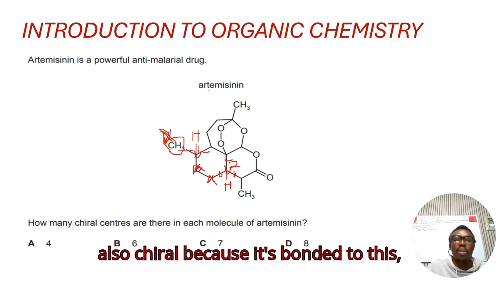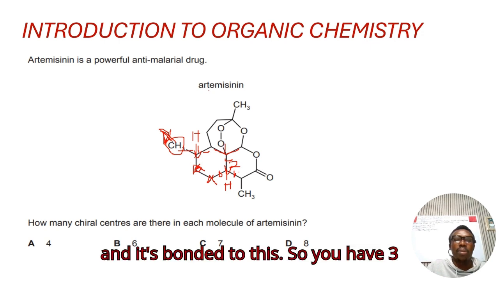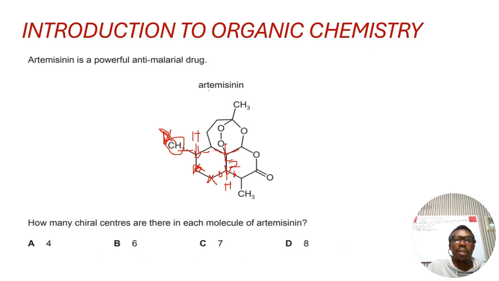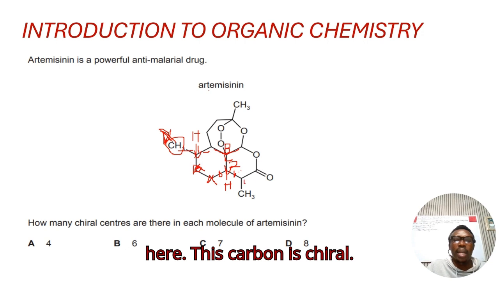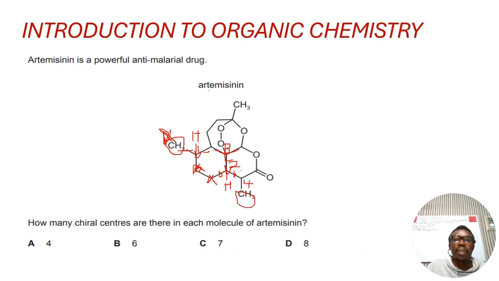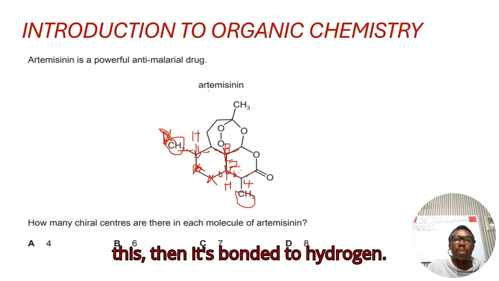This carbon is also chiral because it's bonded to this, this, this, and this. So you have 3 now. Then this carbon is chiral. So we have 4 here. This carbon is chiral because it's bonded to CH3, it's bonded to this, it's bonded to this, then it's bonded to hydrogen.